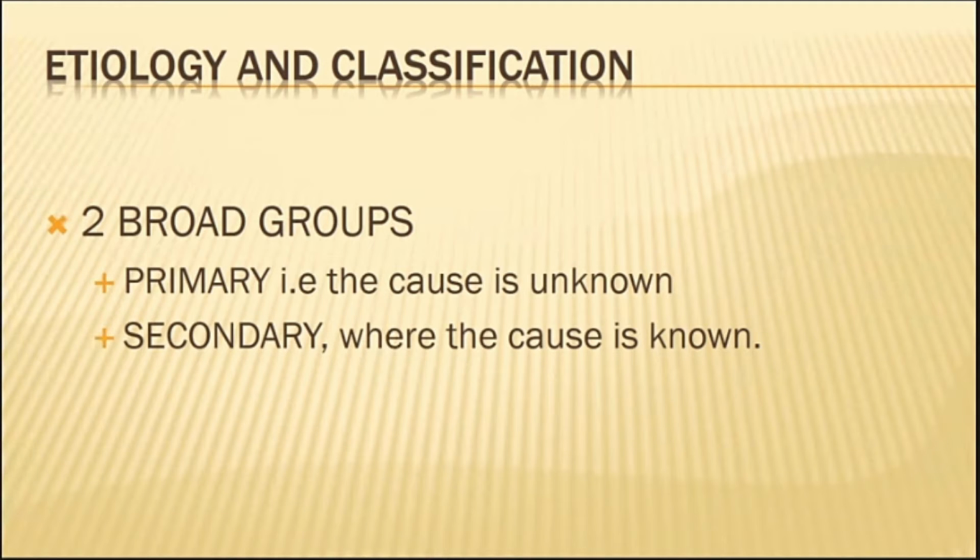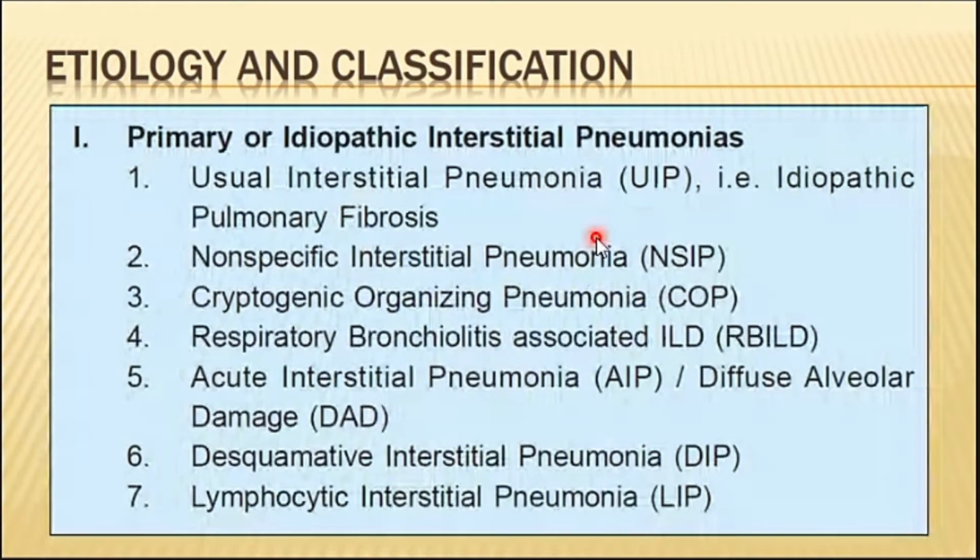So what are the primary ILDs? You have your usual interstitial pneumonia or UIP. An example of such UIP is IPF. NSIP, non-specific interstitial pneumonitis. Cryptogenic organizing pneumonia, COP. Respiratory bronchiolitis associated ILD or RBILD, AIP, acute interstitial pneumonitis or diffuse alveolar damage.